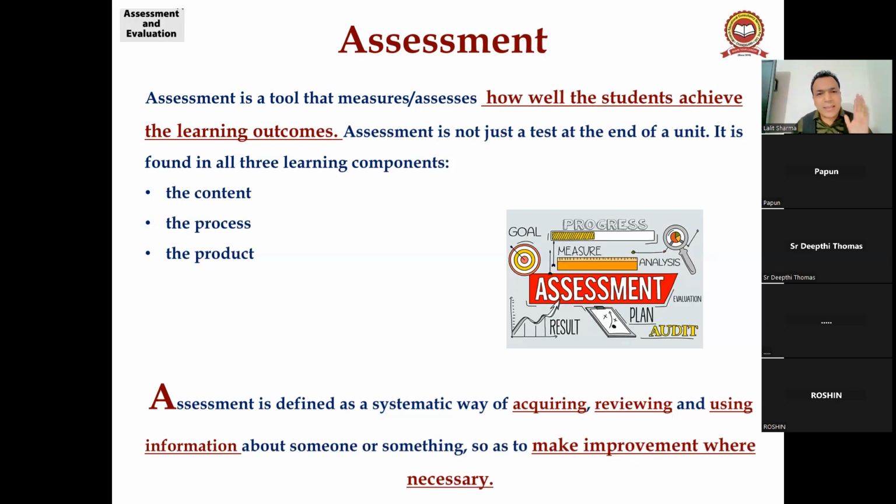Do not compare assessment with the test. Assessment is not a test. Assessment is not an examination. Assessment is not only a test, not only an examination, not only giving credit to the student. No, we give the credit score at the very end. These are all part of the assessment. Assessment starts at the very first day. Assessment means periodically you are checking your student.